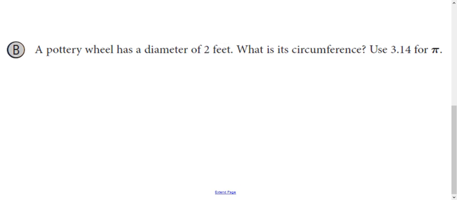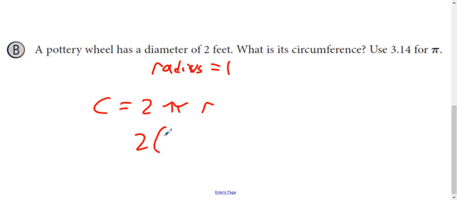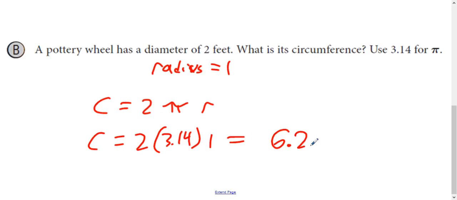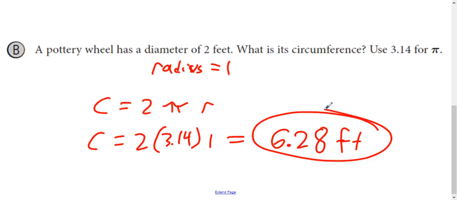A pottery wheel has a diameter of 2 feet. Diameter is 2 means the radius is 1. Divide by 2 to get the radius. What is the circumference? Circumference equals 2 pi r. So 2 times 3.14 times radius is 1. So that's 6.28 feet circumference.